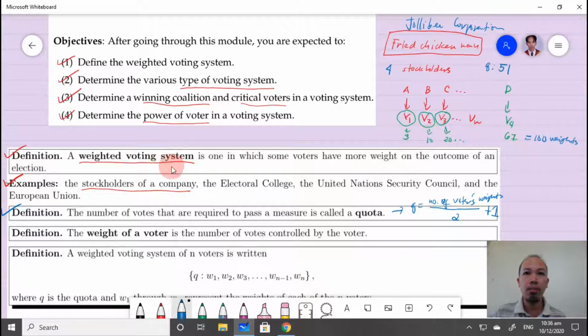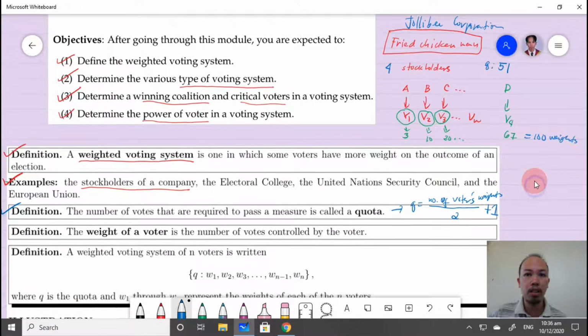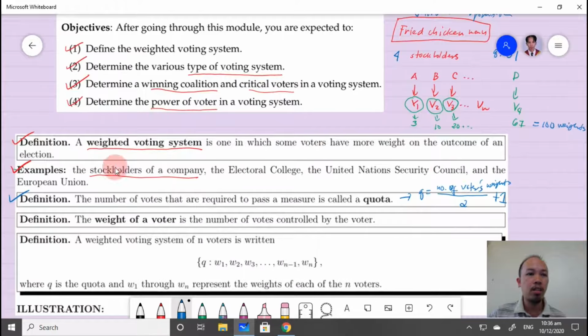I hope now that you are familiar with this. I am going to give more examples and illustrations later. This example is about stockholders of a company. For others, such as the electoral college, you can search that on the internet.